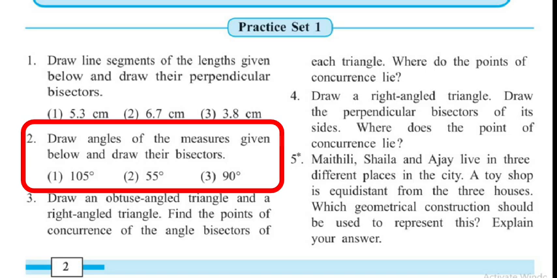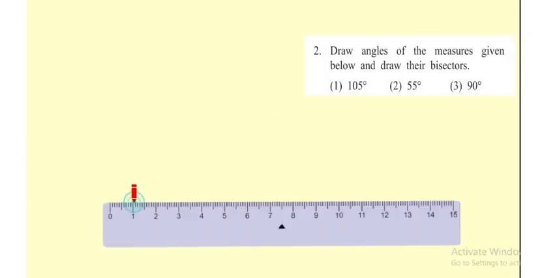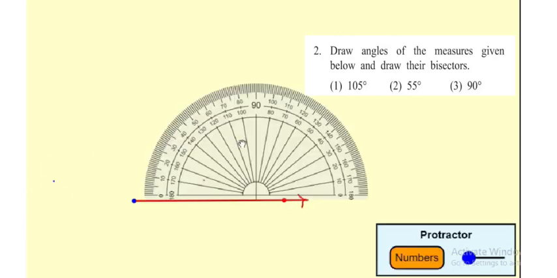To attempt this question, it is necessary to know how to draw the angle of the given measure. Please click on this I button to see the complete video regarding this. Also, you must have the knowledge of bisecting the given angle. For this, watch the first part of this video or click on this I button. Let's attempt sub question 1. Draw an angle of measure 105 degrees using protractor.